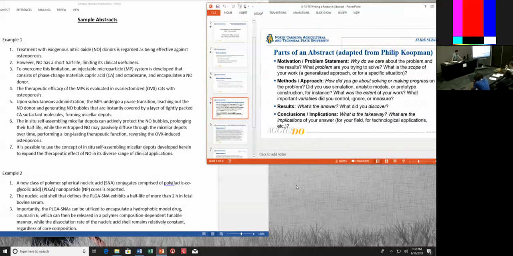Then just look at this last sentence in this first example. It says, it's possible to use the concept that we've developed to expand the therapeutic effect of NO in its diverse range of clinical applications. So what you'll notice is, obviously it's concluding its implications, but it's also tying back to the motivation and the problem statement. They've literally gone back and said, in light of the fact that this could be a useful treatment, but it has a problem, we've developed a method. Our method gives some possible applications that will allow us to better use NO as a therapeutic method. So it all ties back together.